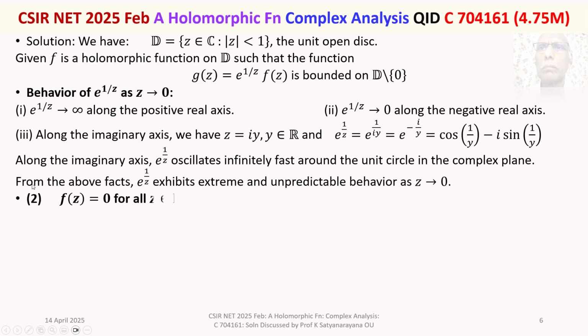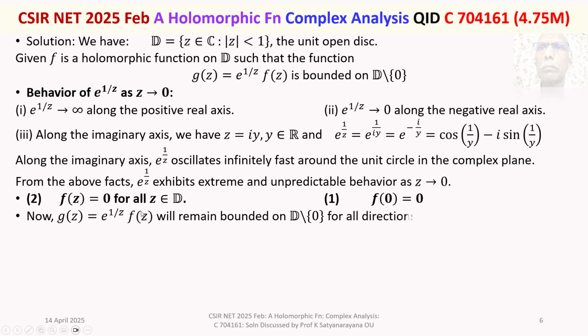Okay, let's now look at option 2, f of z is equal to 0 for all z belonging to D. And option 1, f of 0 is equal to 0. If option 2 is true, automatically option 1 will be true. Now, we are given g of z is equal to e to the power of 1 by z into f of z, and that it is bounded on D minus 0. So g of z will remain bounded on D minus the singleton 0 for all directions approaching z equal to 0.